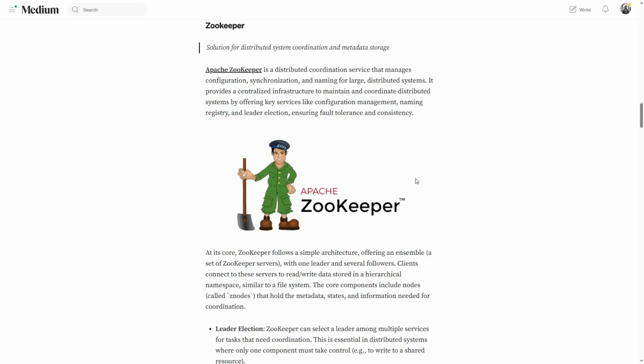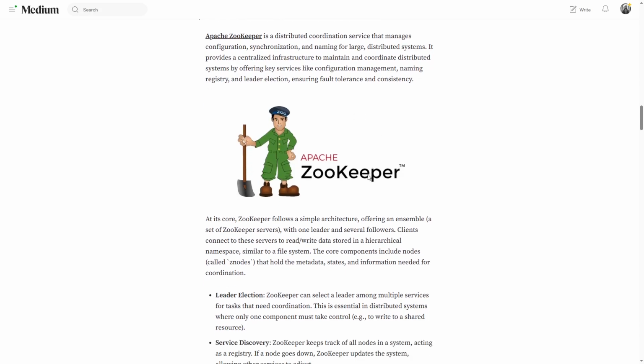It is used by Flink. It is used by Kafka. Now Kafka doesn't use it because they have moved to KRaft. So yeah, there were systems which were using this for consensus and to store the configuration.